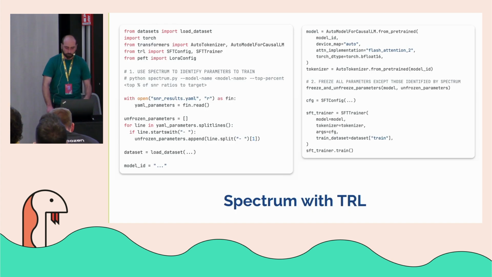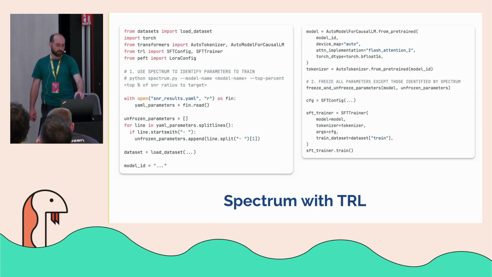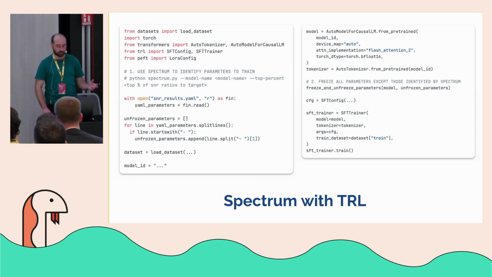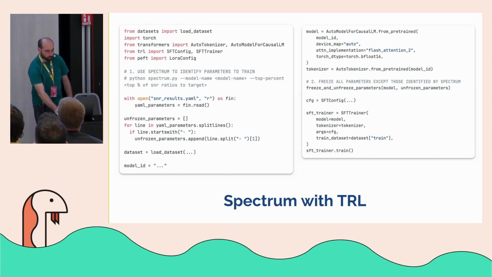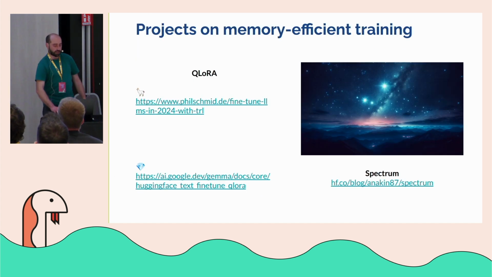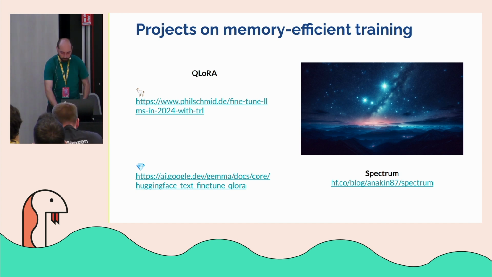Let's see an example with TRL. You first have to launch the Spectrum script to identify the parameters you want to train. And then you can load your model and freeze all the model except for those parameters identified by Spectrum. And then you can train. I also want to share some practical resources, both about QLoRa and about Spectrum. You can find these resources on GitHub.